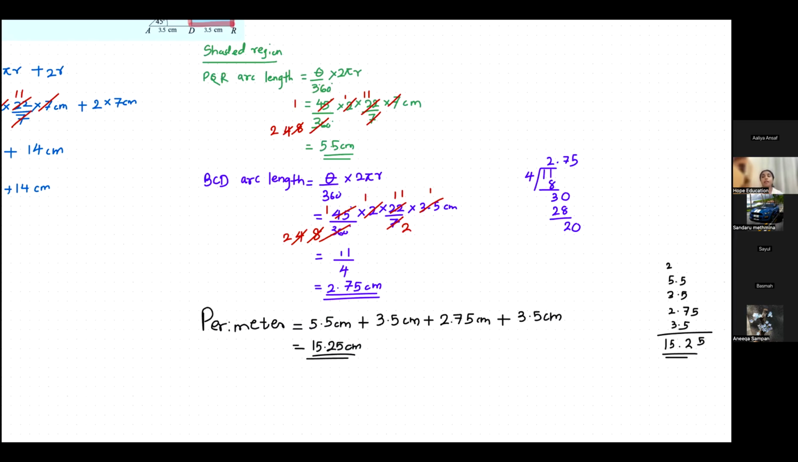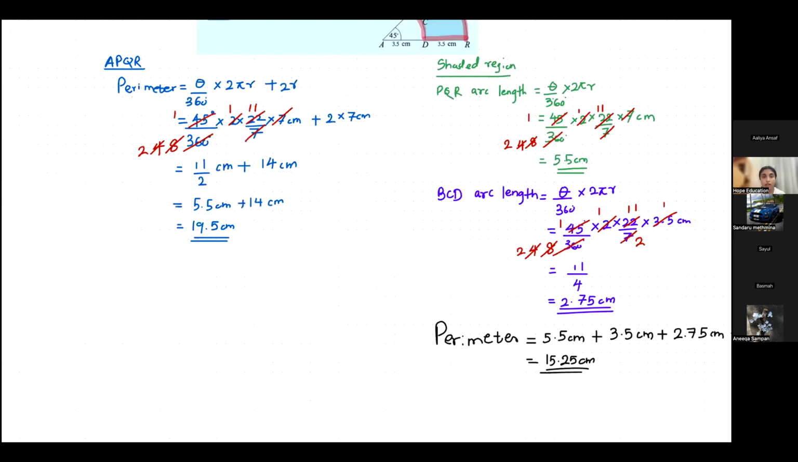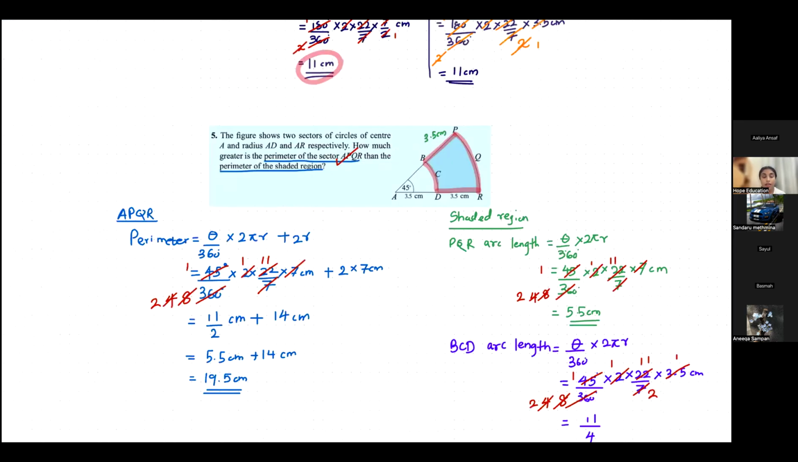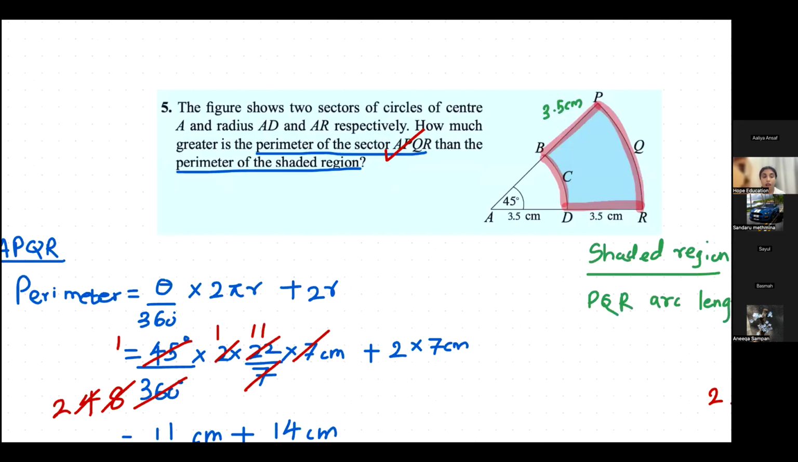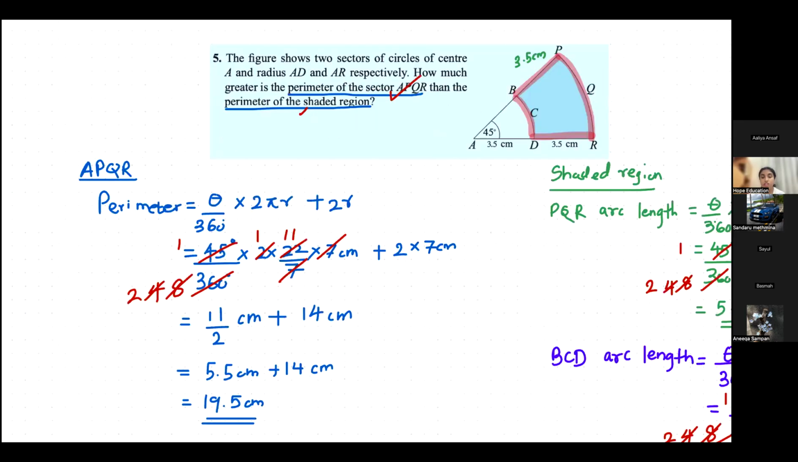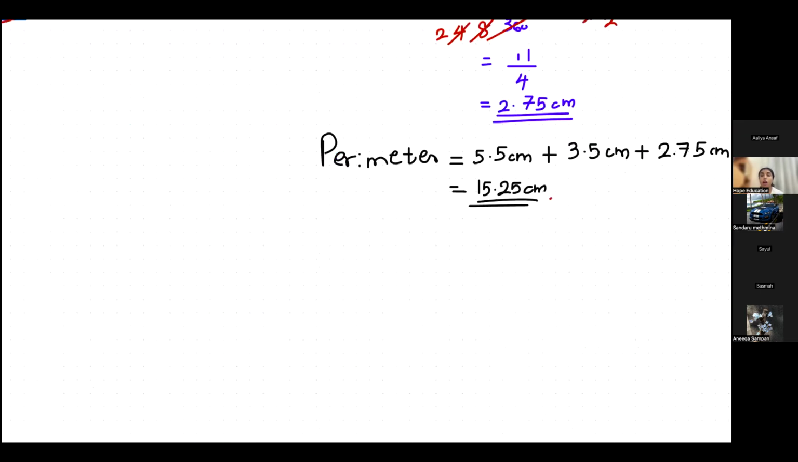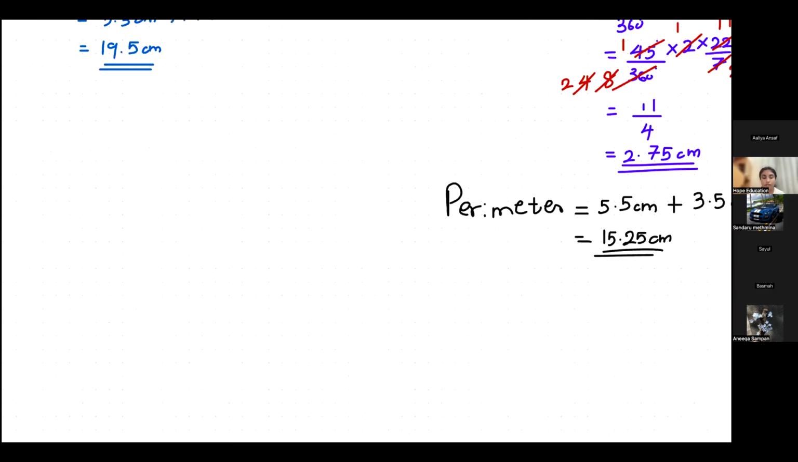We can't stop here, children. This is not what the question asks. It's not only to find the two perimeters. The question asks, how much greater is the perimeter of the sector APQR than the perimeter of the shaded region. So the perimeter of the APQR sector, minus the perimeter of the shaded region. So how much greater is that? We just have to subtract, no? We need to find the difference.